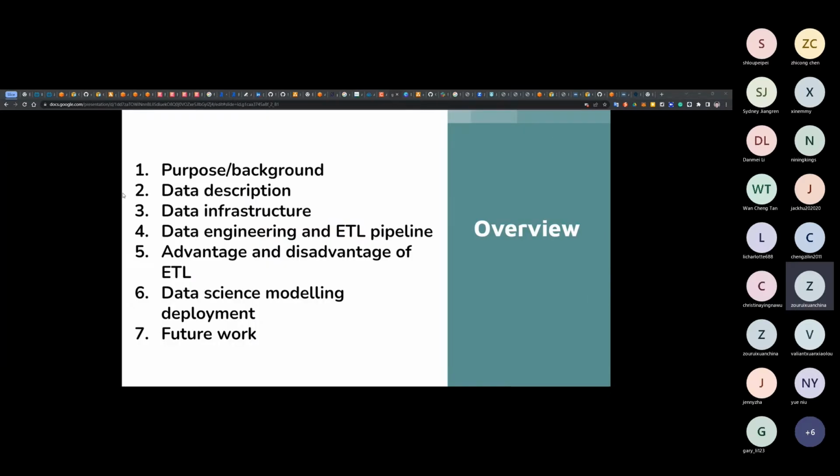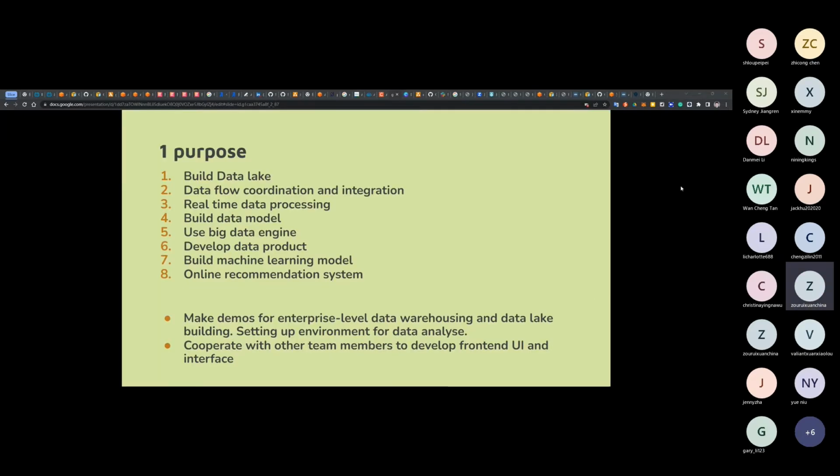And so today I will start my presentation by going through the different points. We have our purpose and our data description and also data infrastructure, followed by, most importantly, the data engineering and ETL pipeline, and also the advantages and disadvantages of ETL in each technical stack. And finally, we'll have some discussion about data science modeling and our future work. So let's start with the purpose.